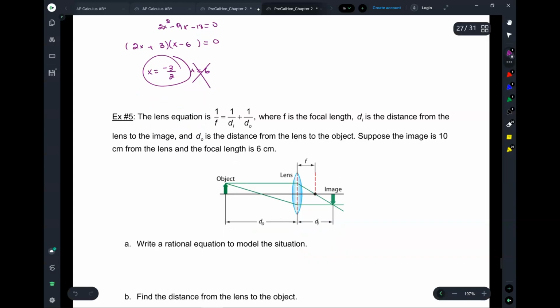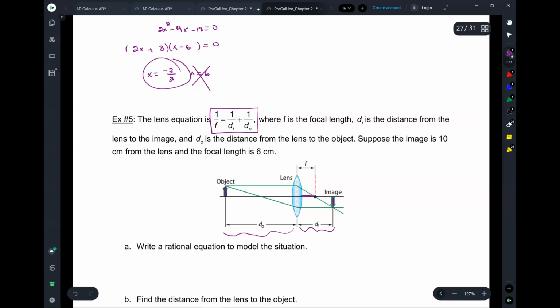Okay, and finally, take a look at this. This over here is called a lens equation, right? And so basically when you have a lens and you have the object here, you can see the image behind the lens. But all you need to know here is F is the focal length. This is F. DI is the distance from the lens to the image, this one. DO is the distance from the lens to the object.